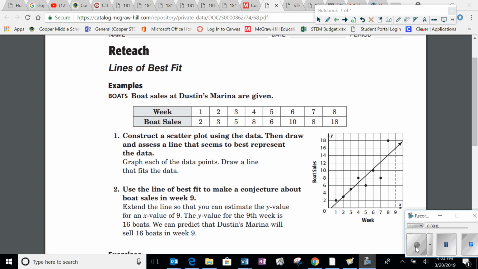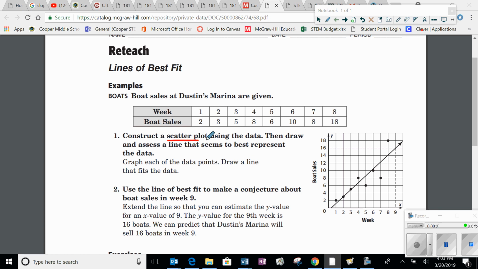About finding the equation of the line of best fit and using it to predict outcomes. You have your notes paper in front of you, and we are talking about boat sales at Dustin's Marina, given by this table. We have our weeks as our X values, and we have the boat sales as our Y values. So number 1 says we're going to construct a scatter plot.